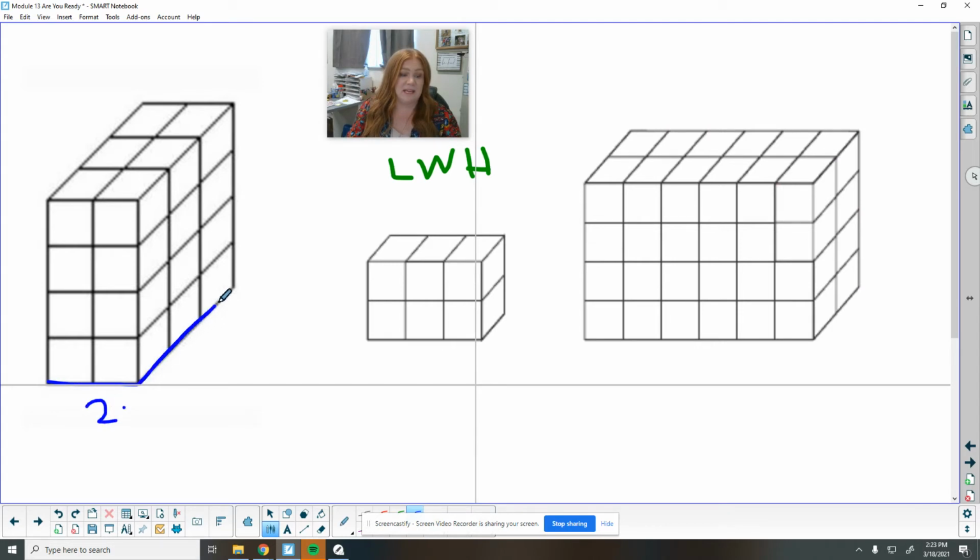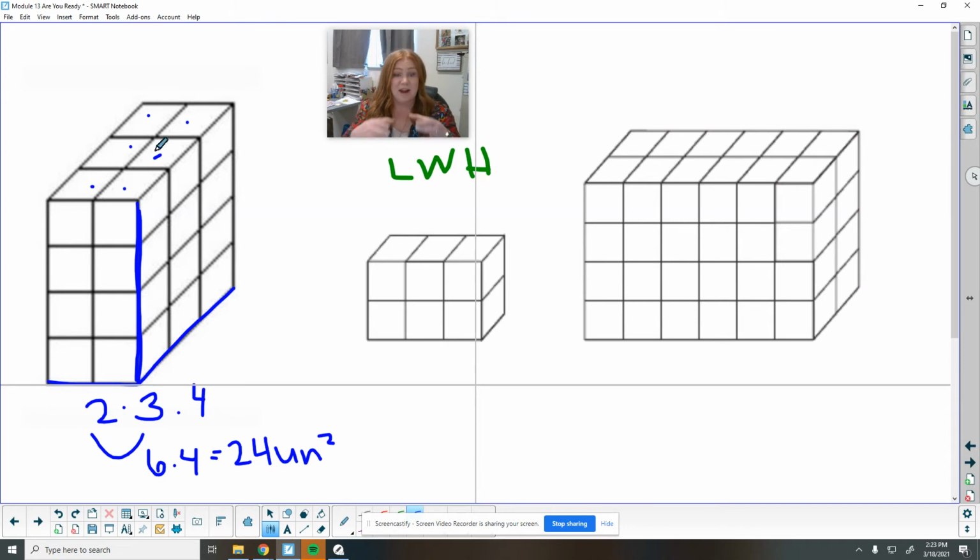The width is 3, and our height is 4. So 2 times 3 is 6, times 4 equals 24 units squared. So on this bottom level, or we can look at the top here, we have 6 here, but I have 1, 2, 3, 4 levels of that. 6 times 4. So you're finding the base, one level, and seeing how many layers of that you have.